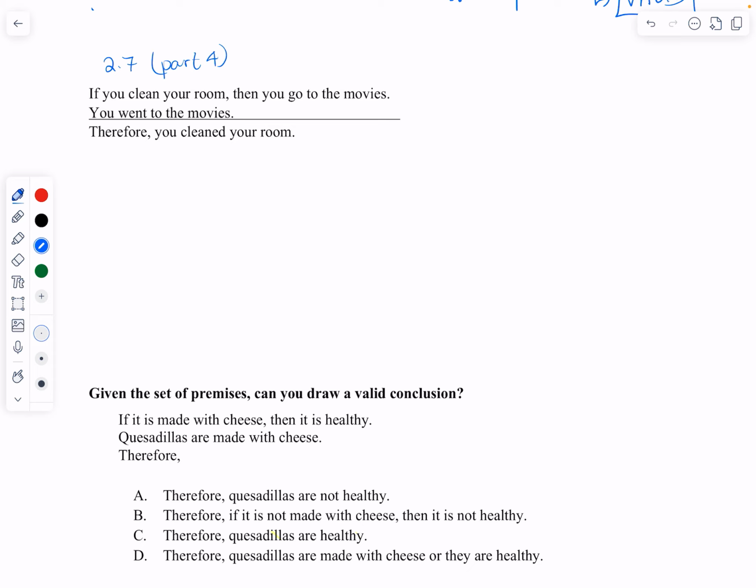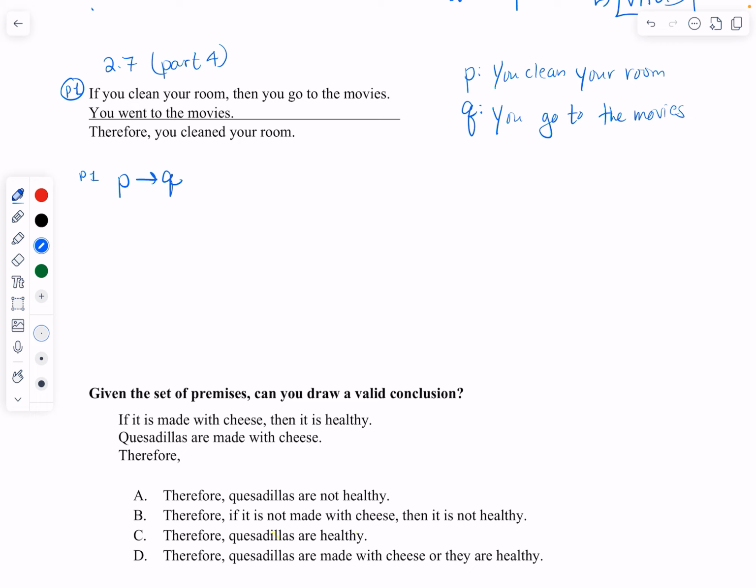So it says if you clean your room, then you go to the movies. So let's let P equal you clean your room. And let's let Q equal you go to the movies. So for line number 1, which is premise 1, it says if you clean your room, P, then you go to the movies, Q. So that's a conditional.